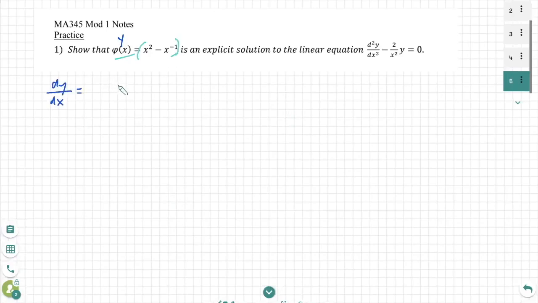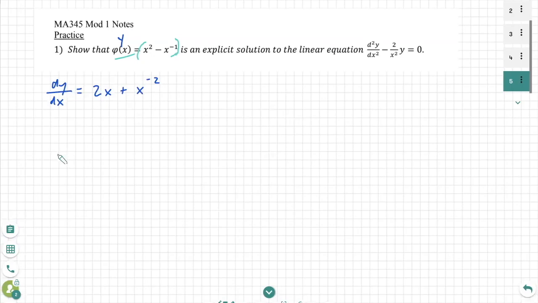The derivative is where you take the exponent and put it in front and then subtract. You take the power, move it to the front, and then subtract 1 from the power. Then it'd be 2x plus x to the negative 2.